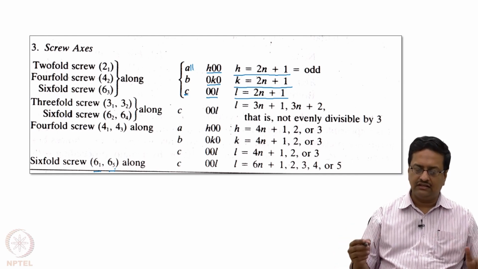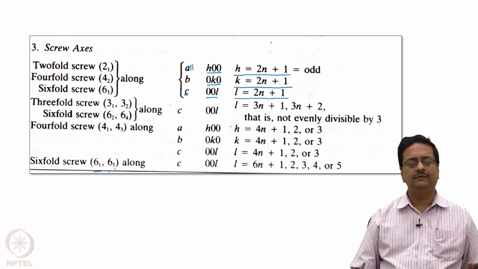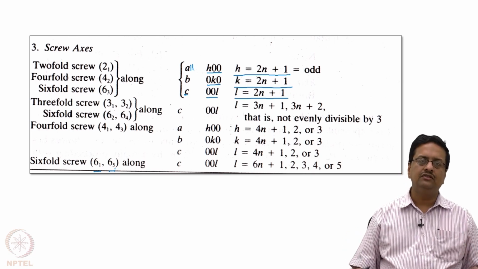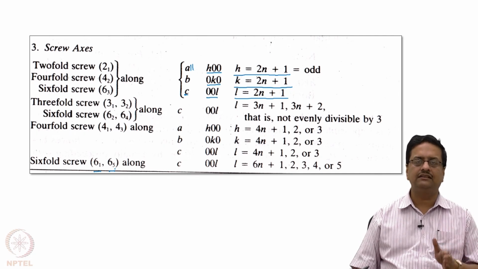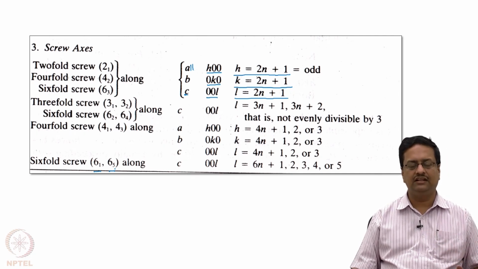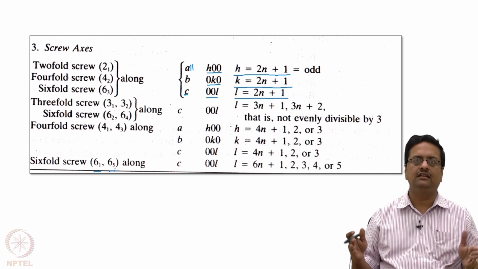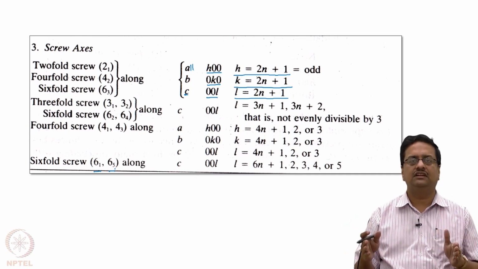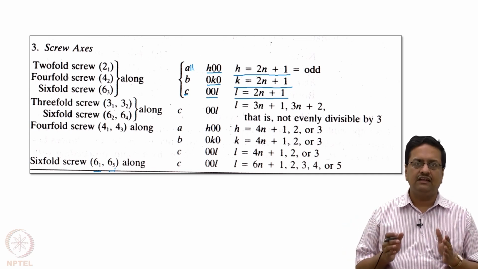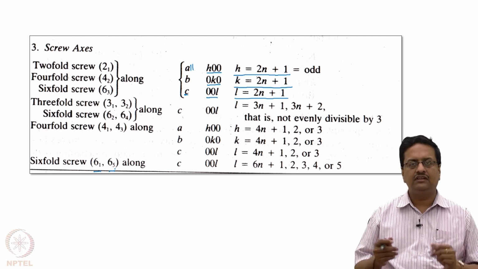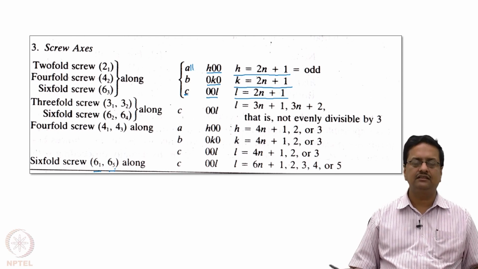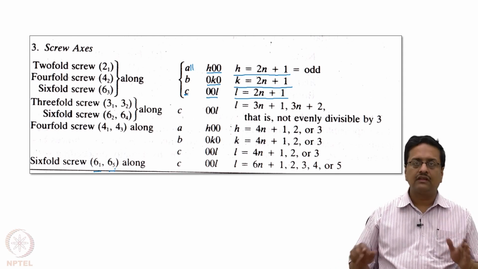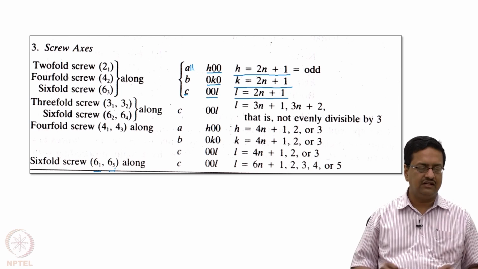So this is how one can understand the systematic absences that might appear due to different types of non-lattice translational symmetry. That means it is not unit translation. These translational symmetries are half translation, be it a lattice centering or be it a screw axis or a glide plane. These are the ones which generate the systematic absent reflections in a given crystal structure.